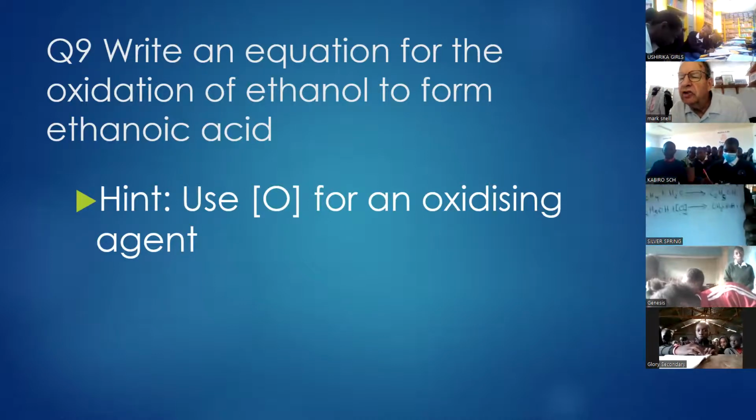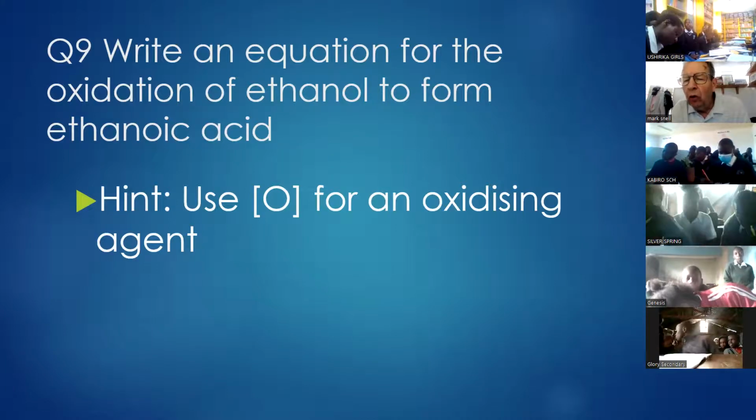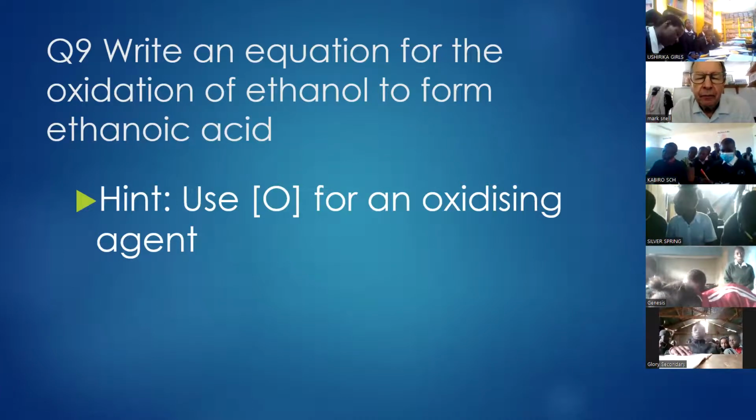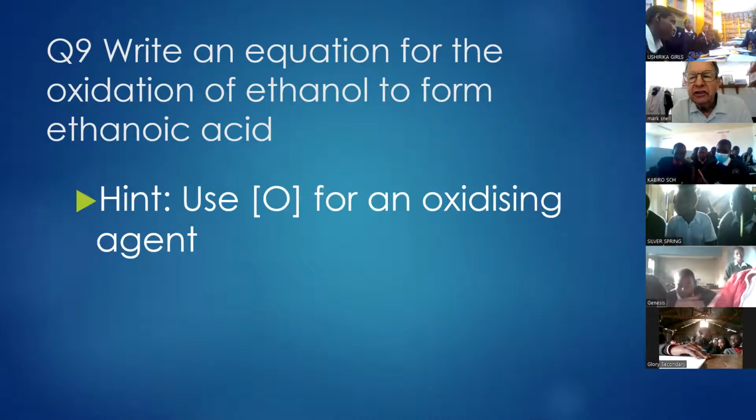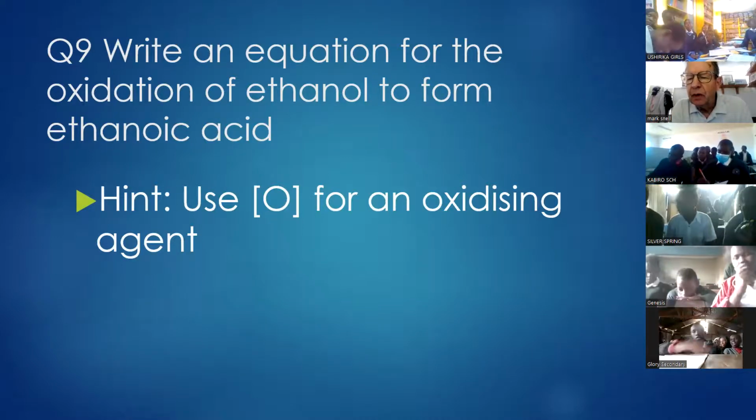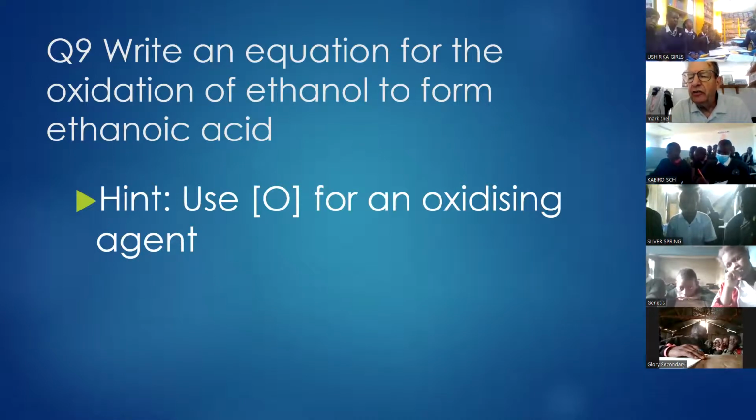Just think what the alkanoic acid is, what ethanoic acid is. Remember, all acids have COOH. So if it's 2 carbons and it's got to have COOH, it will be CH3COOH. So listen, my equation must be C2H5OH plus O in square brackets equals CH3COOH plus something. Here's the answer.